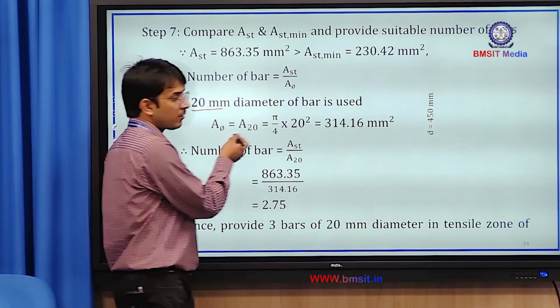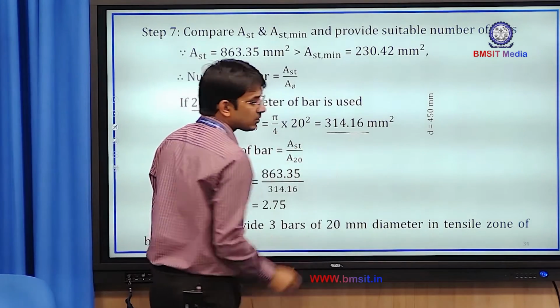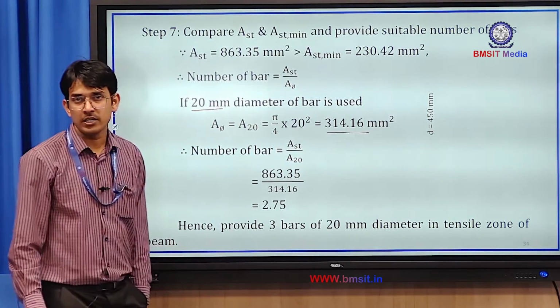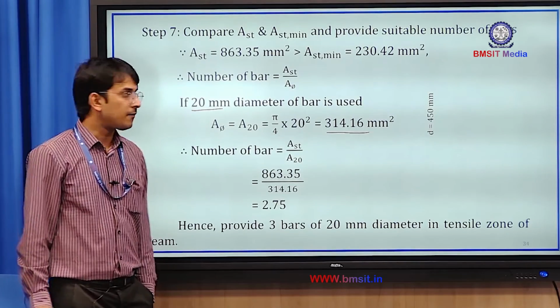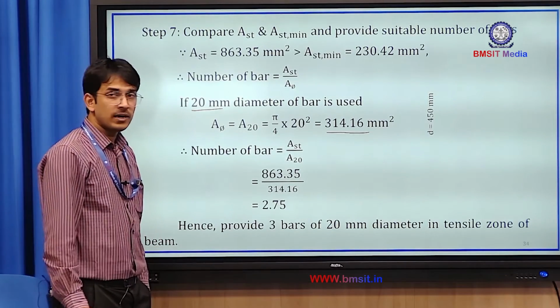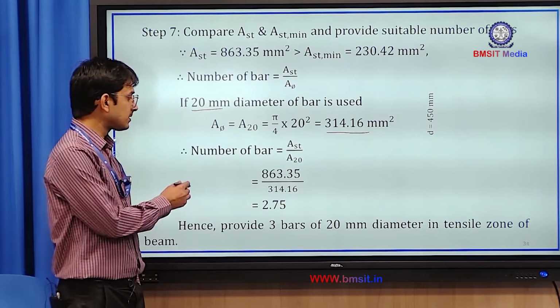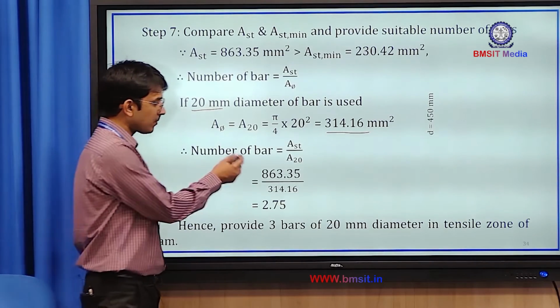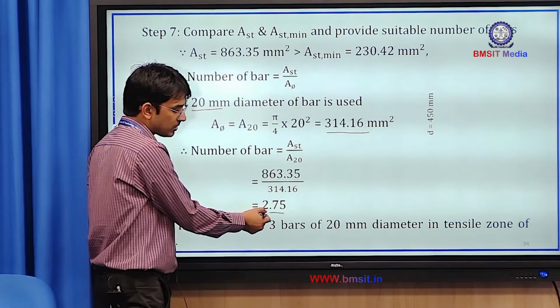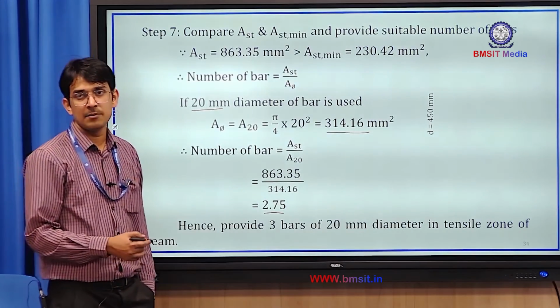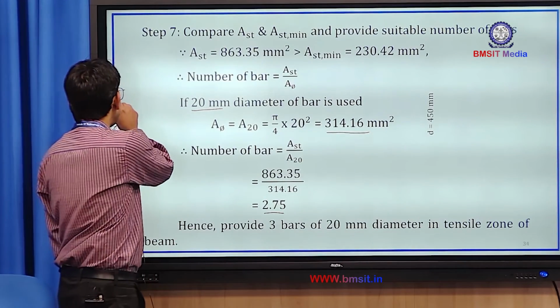So the area of one bar, A20, is pi by 4 into 20 square, and that value is 314.16 mm square. After that, the number of bars I require is Ast over the area of one bar, that is 2.75. So for that I can say that 3 bars of 20 mm diameter I will provide in the tension zone.